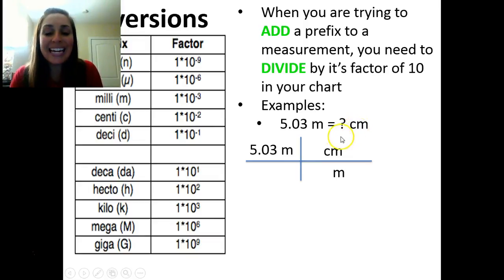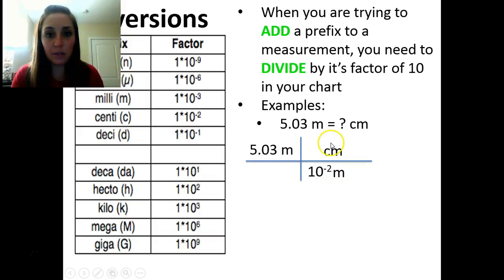And then you have the make-a-date rule. So you've got meters on top and bottom in this. Who's got a date and who's lonely? On the top, meters is going on a date with the prefix centi. On the bottom, meters is by itself. And you don't want it by itself. So that's the one you need to give a date to. You can't give it centi, the C, because then it won't cancel. So centi literally means 10 to the negative 2, so that's why you put it here.